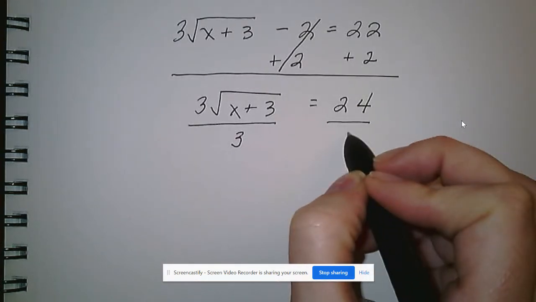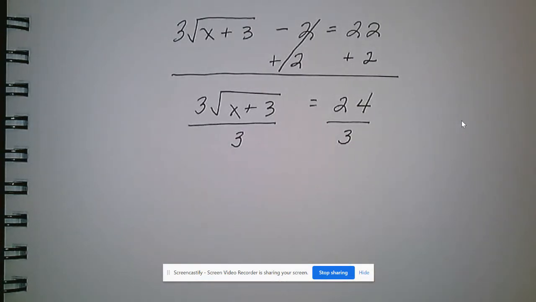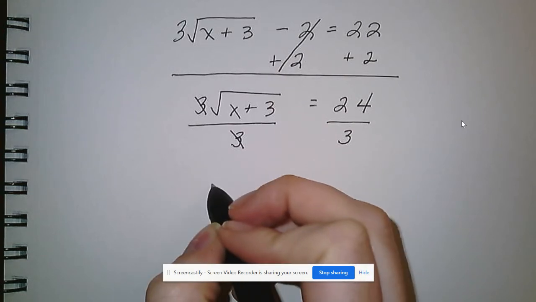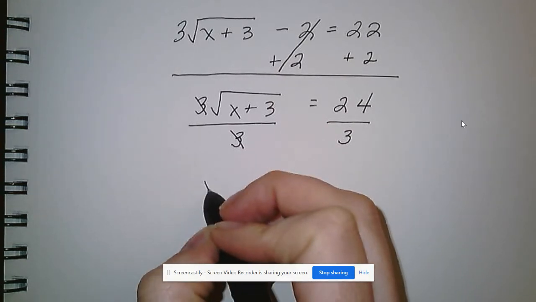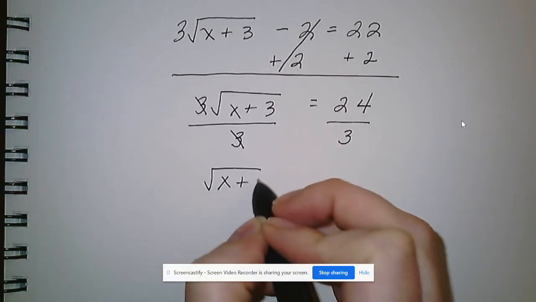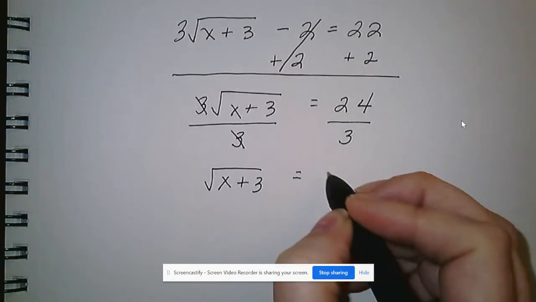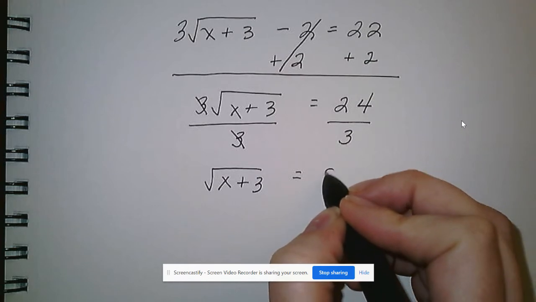And what I do to one side, I've got to do to the other to keep it balanced, because it is an equation. Now, the reason we did that is because 3 divided by 3 gives us 1. You don't have to write the 1. We just write x plus 3. And on this side, I've got 24 divided by 3, and that is going to give me 8.